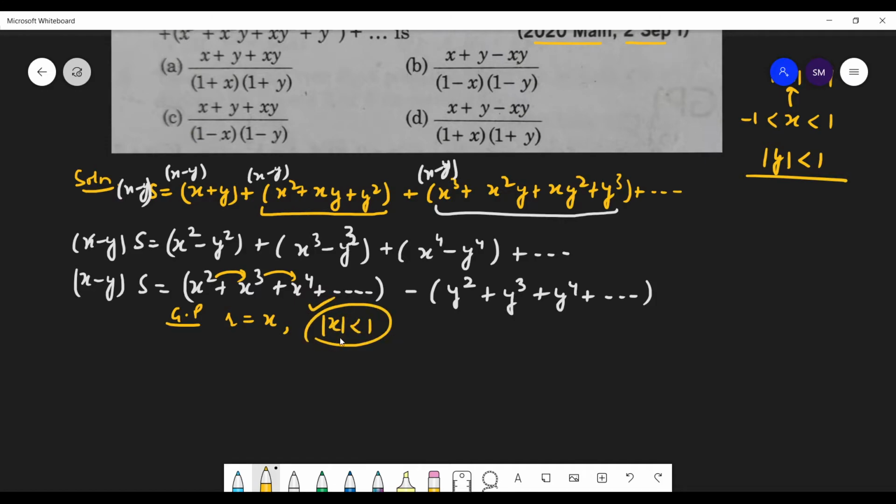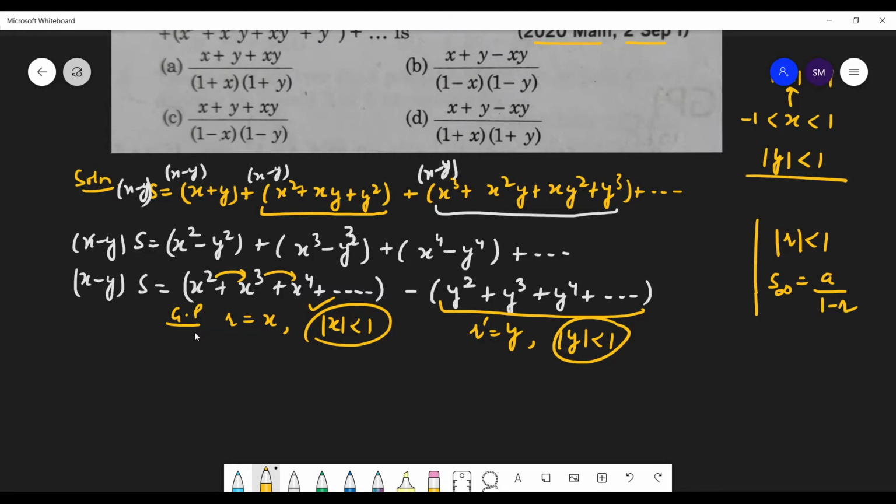You know that x is less than 1. This is the condition. If your r is between -1 and +1, then the infinite sum is a upon 1 minus r. We have just used it in the last question also. So what's r here, students? In the y GP also, the common ratio is y. So both the conditions are satisfied. It is a GP, and the modulus of the common ratio is less than 1.